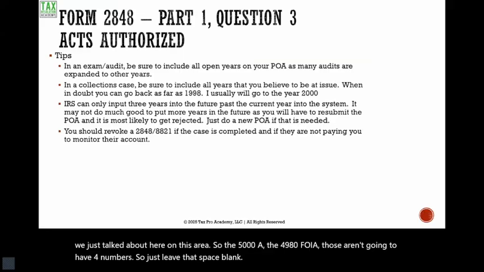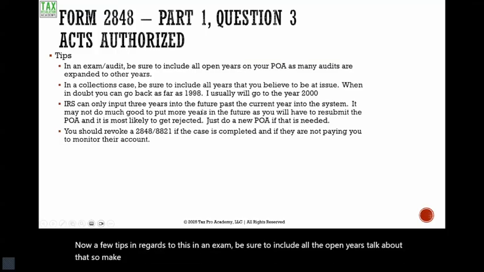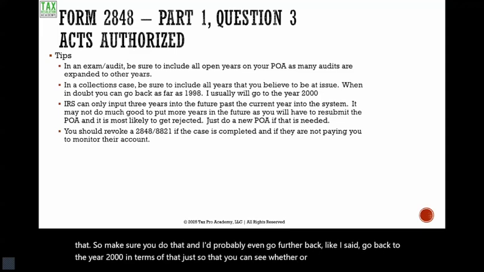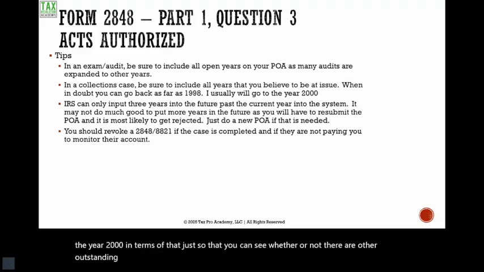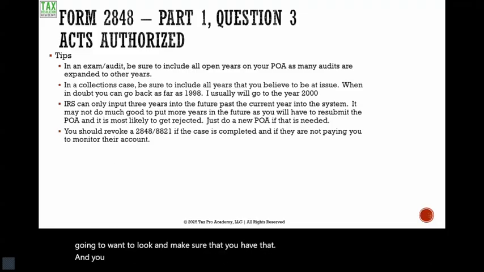Now, a few tips in regards to this. In an exam, be sure to include all the open years. I talk about that, so make sure you do that. And I'd probably even go further back, like I said, go back to the year 2000, just so that you can see whether or not there are other outstanding liabilities. If there are, and they have the opportunity for first time penalty abate, you're going to want to make sure that you have that. And you should revoke or withdraw a power of attorney or 8821 if the case is completed, and I'll talk more about that later.